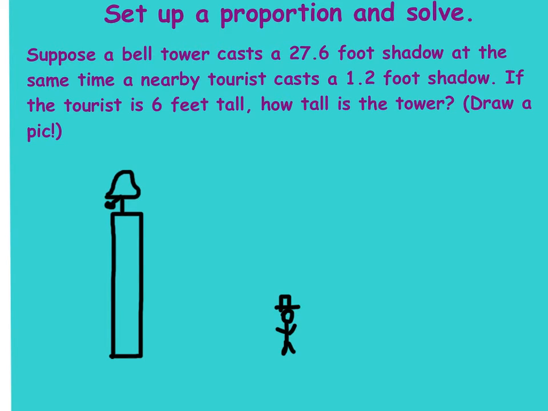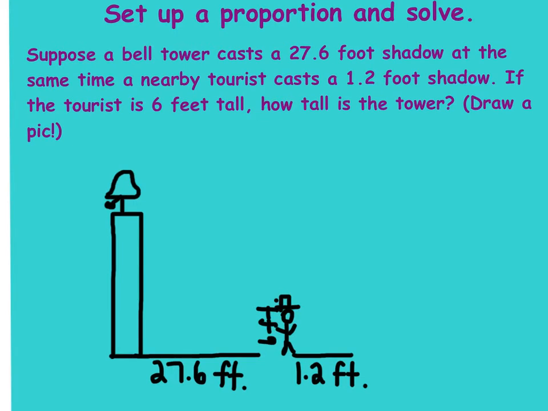Let's go ahead and do some labeling here. It says we have a bell tower that casts a 27 6/10 foot shadow. So that means this tower has a shadow. Let's draw its shadow. The shadow would be on the ground. It's 27 6/10 feet long. Then we have a tourist that's also casting a shadow, 1.2 feet long. And then we also have that the tourist is 6 feet tall. So let's go ahead and label him.